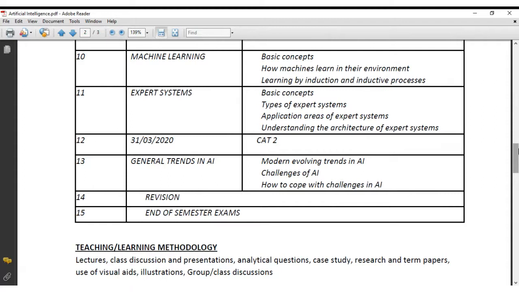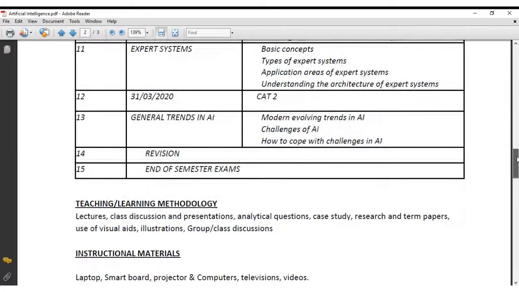Then the next chapter, we will have expert systems. Here we are going to study what expert systems are, types of expert systems, application areas of expert systems, and understanding how expert systems work, what we call the architecture of expert systems. Then the last chapter is general trends in artificial intelligence. Under that, we are going to learn about the modern trends of AI, the challenges of AI, and how to cope with the challenges of AI.